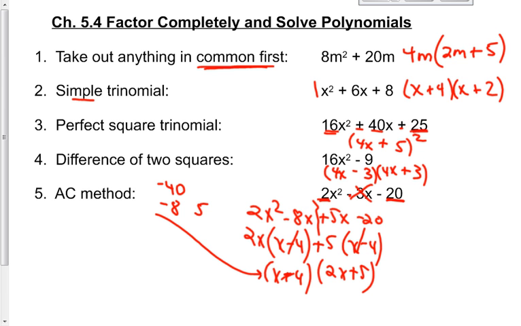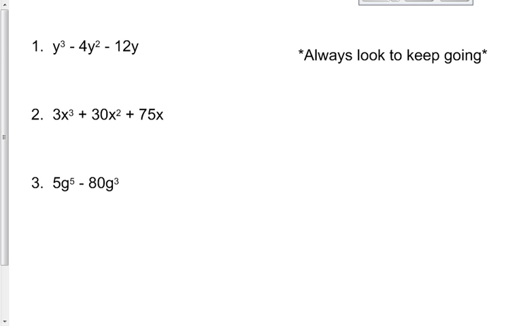All right, on the next page. Do you notice on the right-hand side there I put this little note, always look to keep going. There's many times when you factor something, but when you're done, there's actually something else that could happen to that. So you have to keep going until you always get something in its complete factored form. Key word there is complete factored form.